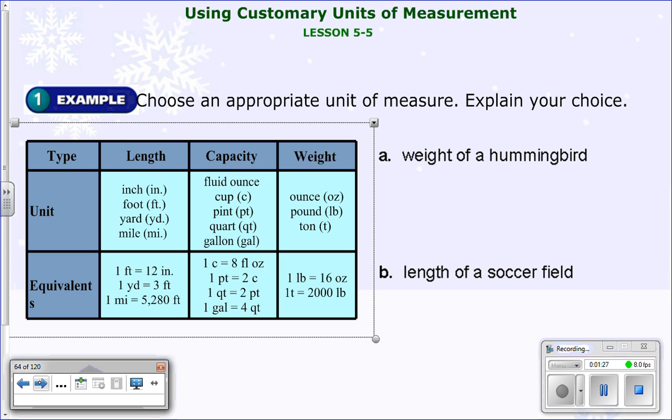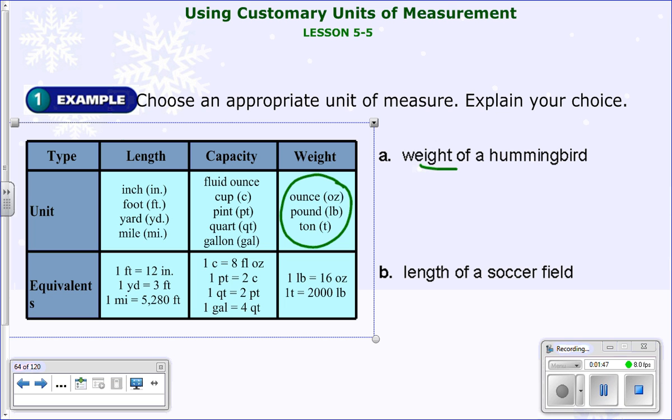So the first objective of tonight is choosing an appropriate unit of measure, meaning we need to say which one of these would best fit the example given. So A, weight of a hummingbird. Well, we know we're looking at weight, so I know I have to choose one of these three. Well, a hummingbird is a small bird.